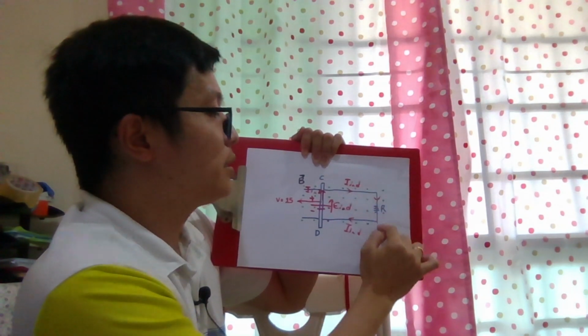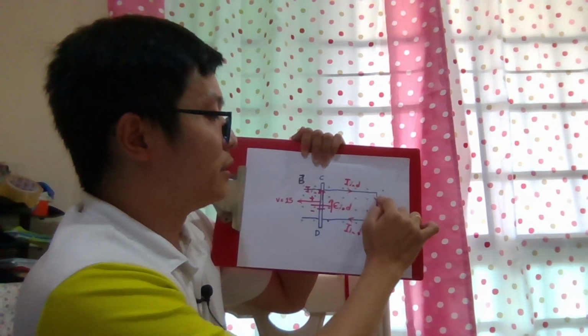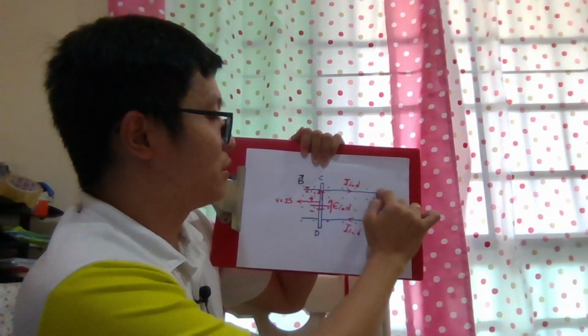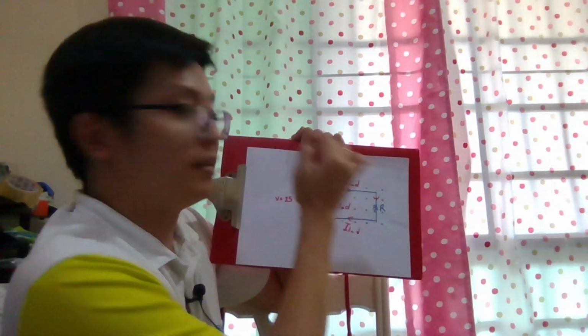So for the resistor part, induced current is actually going down. Understand? So the direction of induced current is clockwise. Okay.